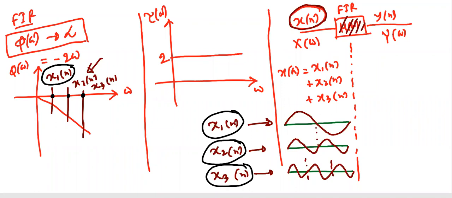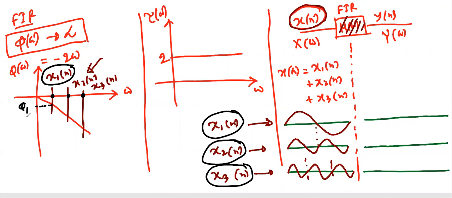So let me draw it on the right side. We are talking about the output, so these are the outputs. The whole signal x1[n] would be delayed with some phase. What is the phase value? According to the diagram, you will find the phase value. So this is theta 1. Theta 1 is the phase delay.